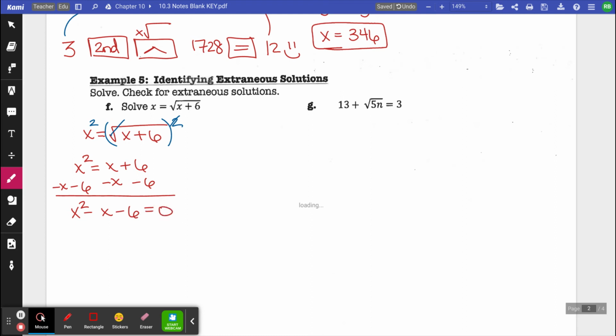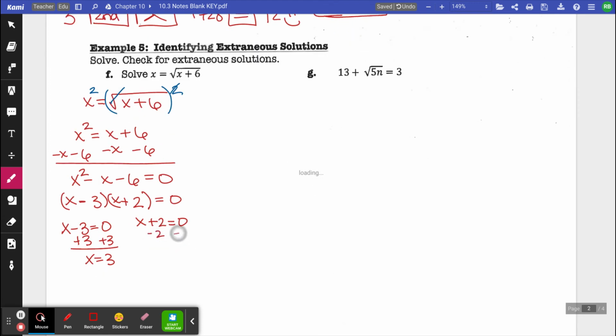For me, I'm going to use factoring. You can use a different method if you'd prefer. But we have what times what gives you negative 6. I'm going to do 3 and 2, and I need to add them up to negative 1. So this will be negative, that'll be positive. Okay, so x minus 3 is equal to 0. When I add 3, I get x is equal to 3. That's one answer. x plus 2 is equal to 0. And when I subtract 2, I get x is equal to negative 2.